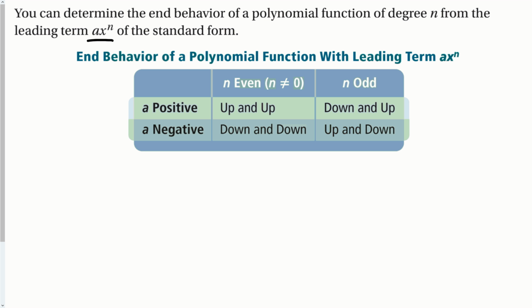And we look at two things. We look at a, the coefficient. Is it positive or negative? And we look at n, the exponent. Is it even or odd? And then this is left, this is right. So if it's positive and even, the left side goes up, the right side goes up. Negative and even, both sides go down. If it is positive and odd, the left side goes down, the right side goes up, and vice versa for this too.